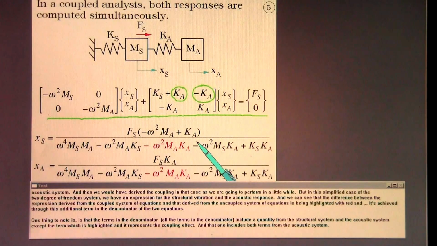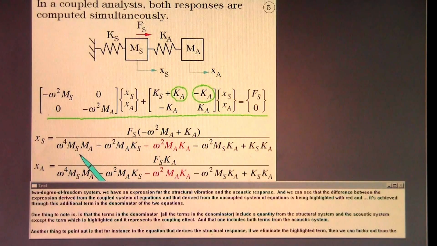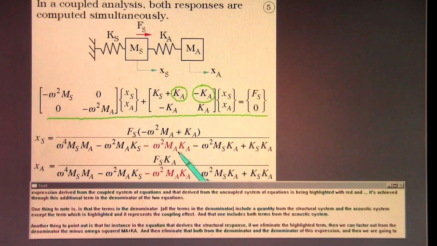One thing to notice is that all the terms in the denominator include a quantity from the structural system and the acoustic system, except the term which is highlighted, and it represents the coupling effect, and that one includes both terms from the acoustic system.